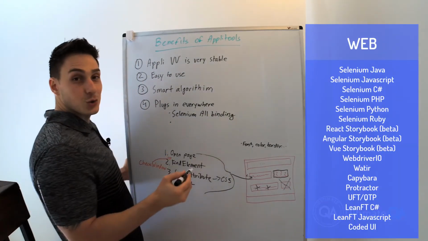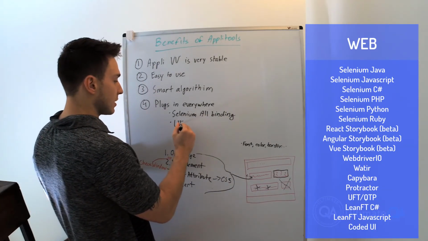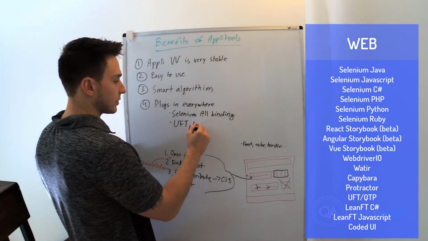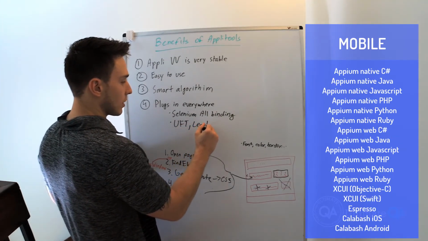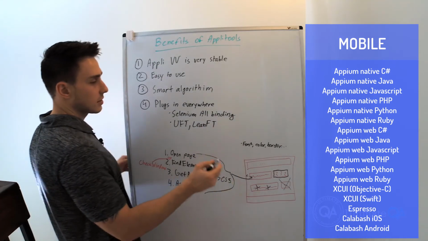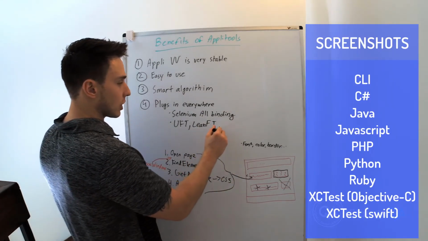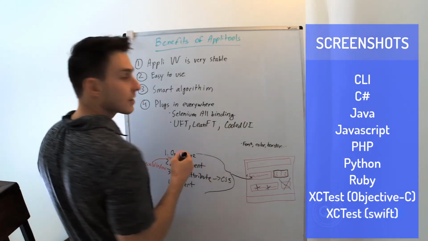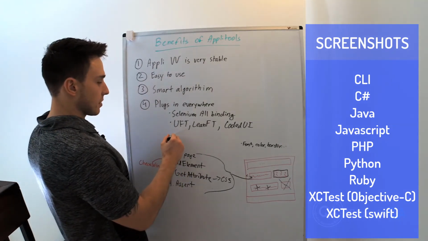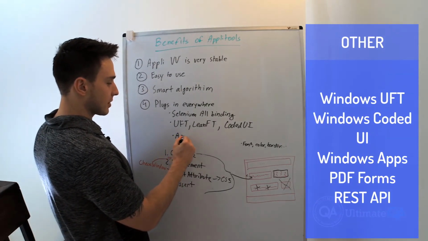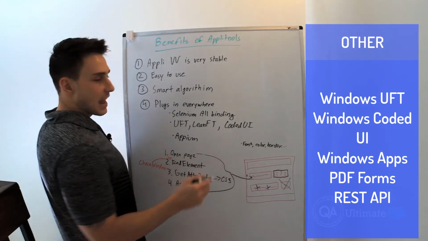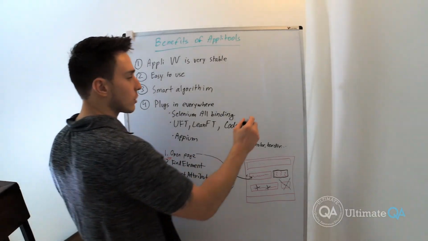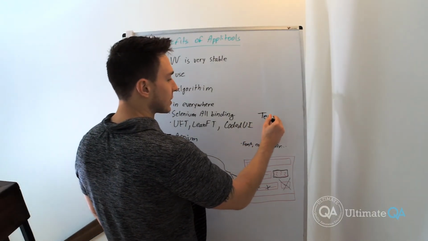It plugs into even stuff like UFT. I'm not sure if you heard of it. LeanFT. That's the new version of UFT. It plugs into stuff like Coded UI. You can use it in technologies like Appium. And you can even use it in continuous integration environments like TeamCity.